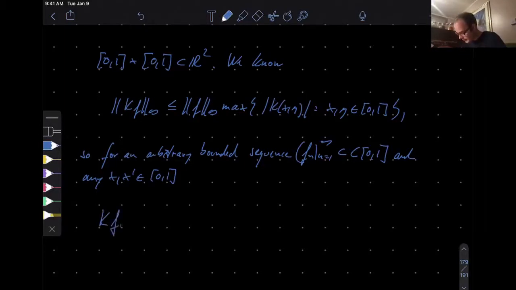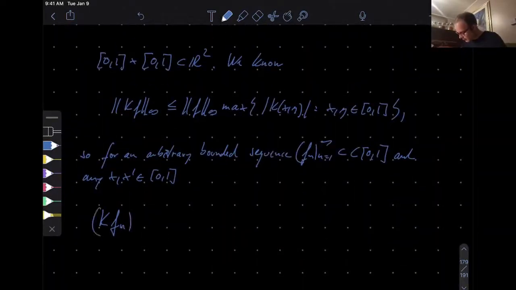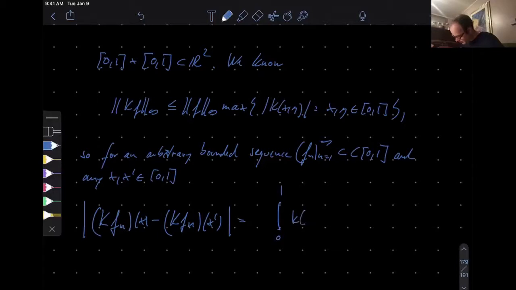So the image sequence, that is, right? Because I have to select a convergent subsequence from the image, not from the f_n sequence. So I have to look at the image, Kf_n(x) minus Kf_n(x prime), say. So let's write this out. We'll have the kernel k(x,y) and then k(x prime,y), because it's linear, right? Taking an integral is a linear operation, and then you have this.